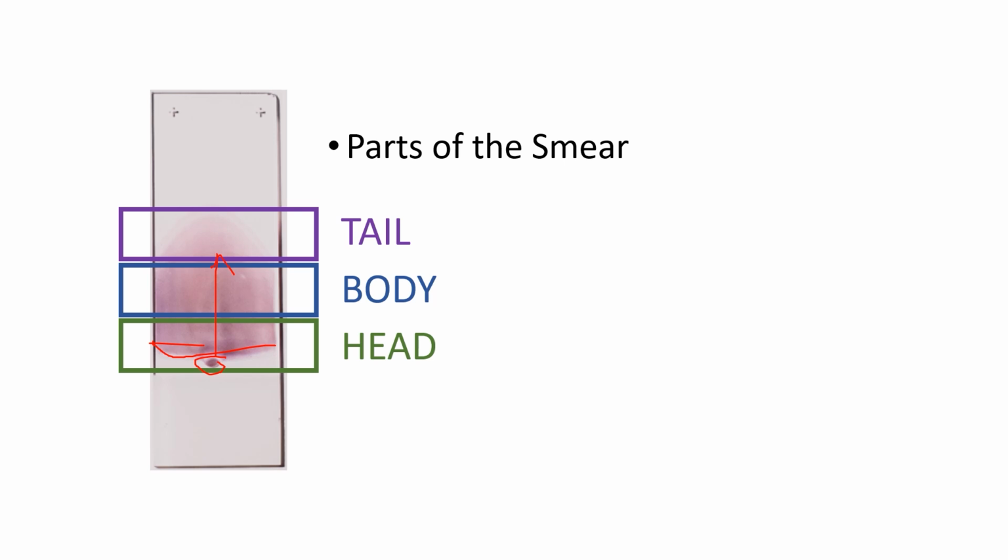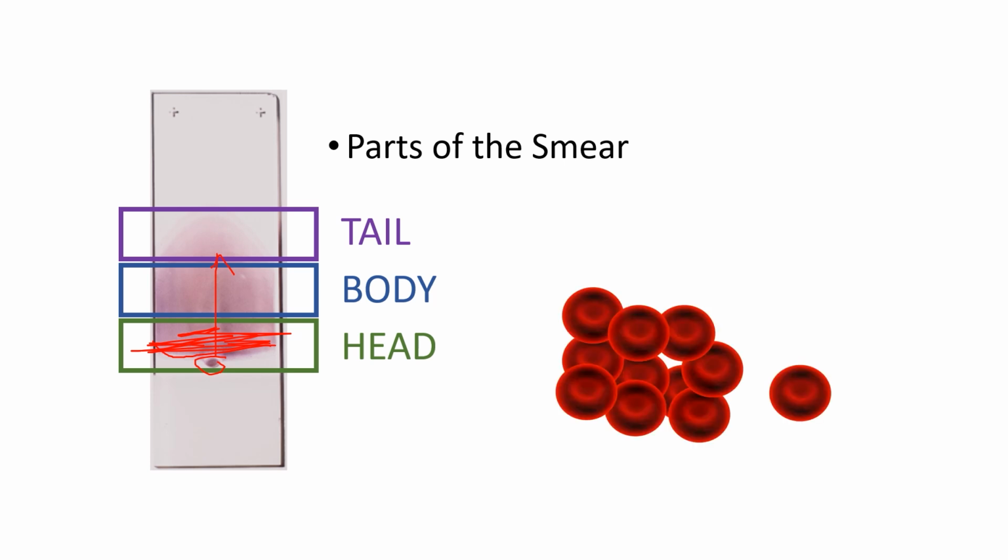You have head, body and tail. Now people would love to ask you, what is the best place for you to study the morphology of cells? Let's think about this and try to understand how this works. At the head, that is where we have put the drop, right? So when we put the drop, do you think this area is more dense or less dense? If you're thinking it is more dense, then you're right. The area near the head is very dense, and there is a lot of blood film overlapping on each other, and as a result all the RBC around the head are clumped together, clustered together. So can you really study the morphology of individual RBC?